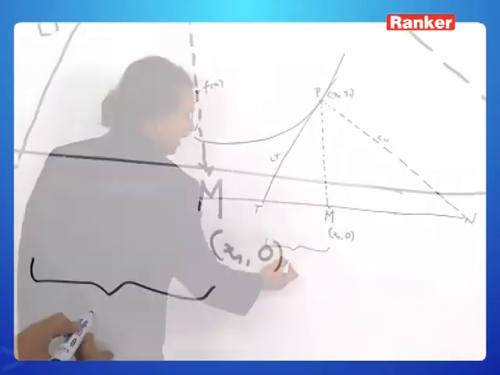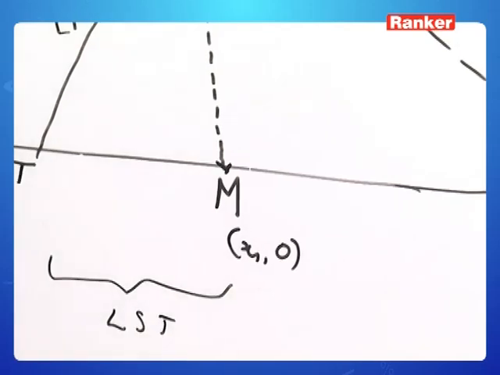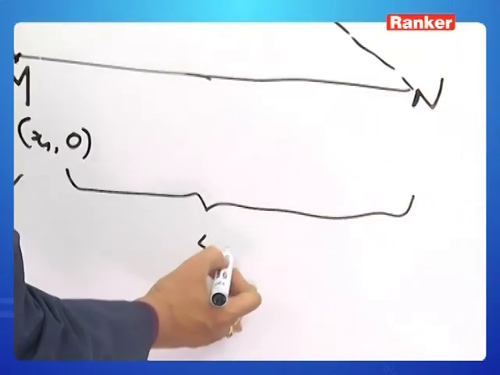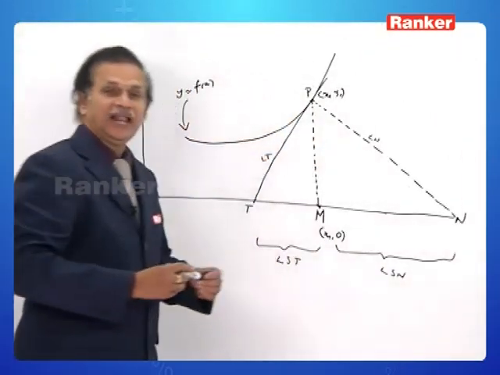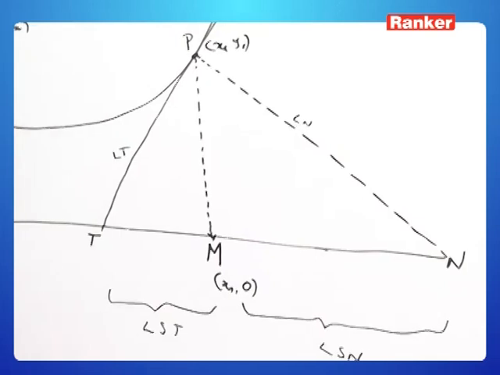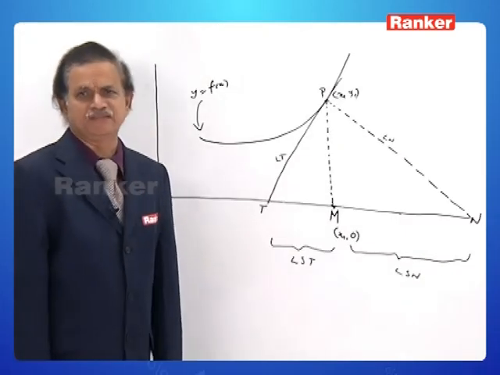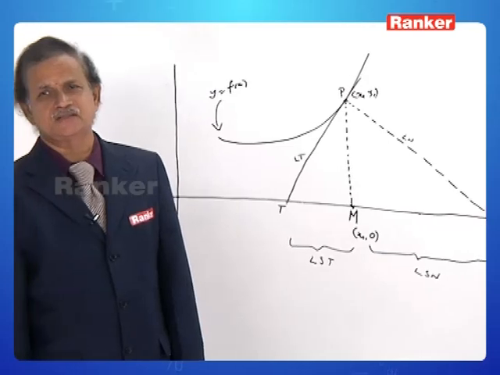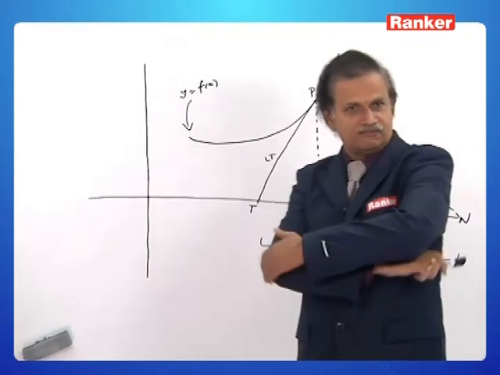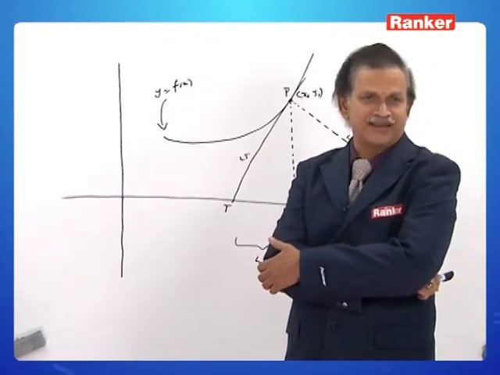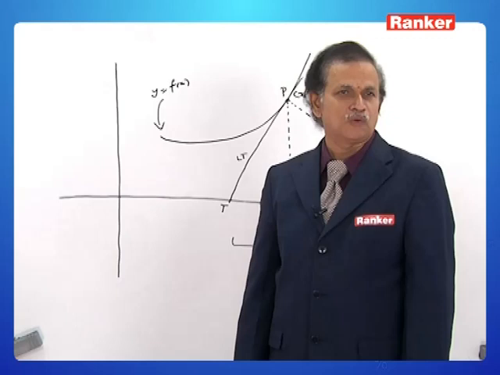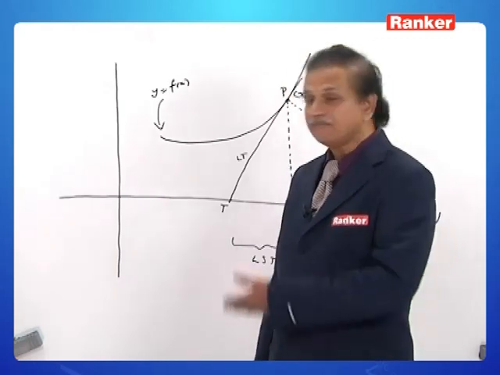This length, length of the subtangent. This length, length of the subnormal. Length of the subnormal. So, that is the theoretical meaning of the words length of the tangent, length of the normal, length of the subtangent and the length of the subnormal. They can very easily be understood by simply looking at the diagram, or rather the graph of the given function, in which subtangent, subnormal, tangent and normal are demonstrated.